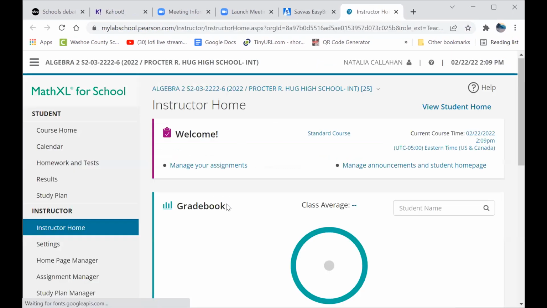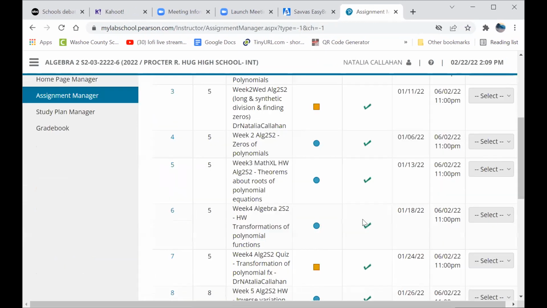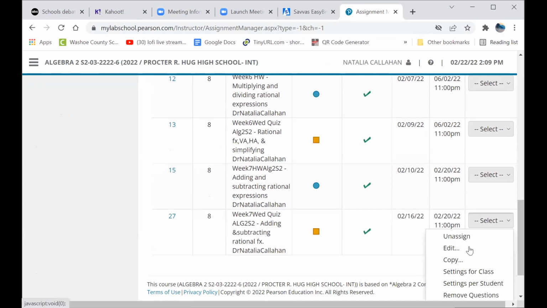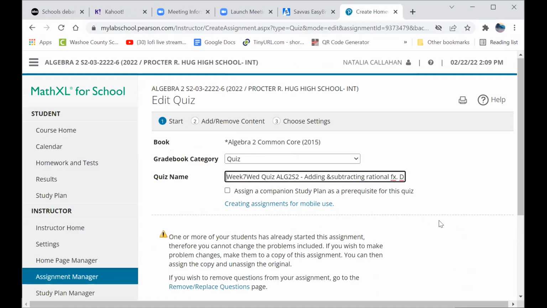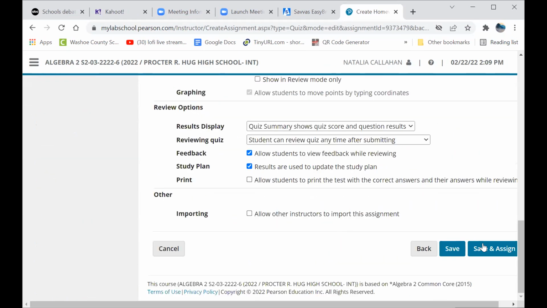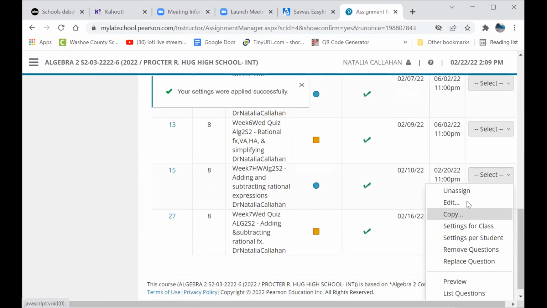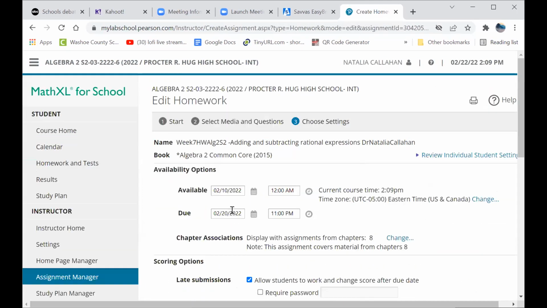And once you are in there, we're going to go to Assignment Manager. And you should have week 7 right here. So let me go ahead and reassign that one. So that was your quiz. I'm going to go ahead and reopen that to 6-2. So it's reassigned. And then I'm also going to do the same thing for your homework, which is on adding and subtracting rational expressions last week. So you'll have that available to 6-2 as well.